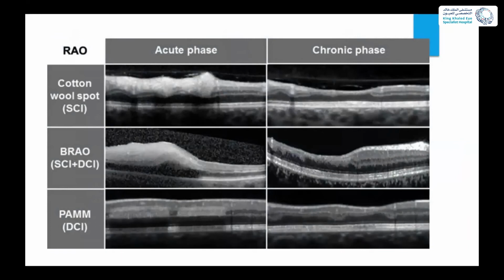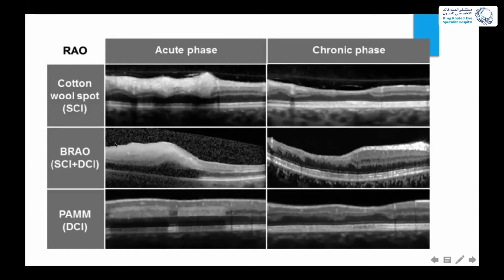In this study, they put this photo, and you can see this is a patient with retinal artery occlusion, the same patient. This is an acute phase, and this is a chronic phase. And in one cut, the patient had a cotton wool spot, which represents the superficial capillary ischemia clinically. And on OCT, you can see the hyperreflectivity at the level of the nerve fiber layer and ganglion cell layer. And at the chronic stage, you can see that there is thinning of these two layers.